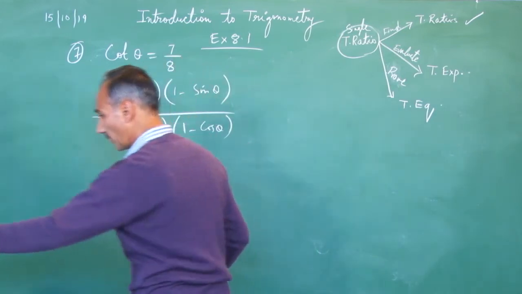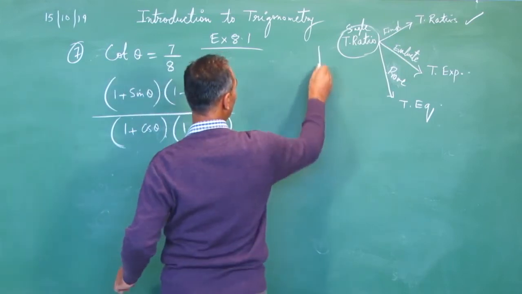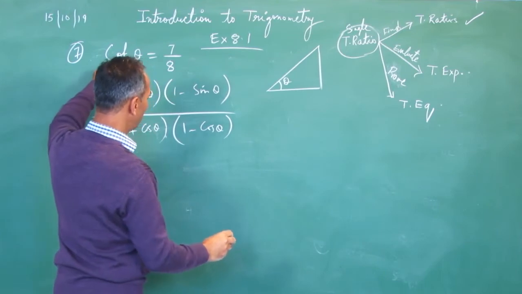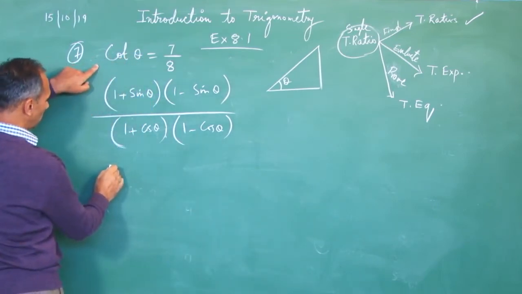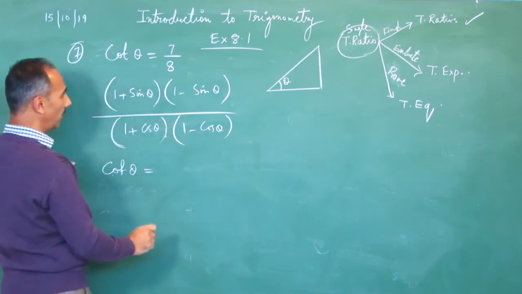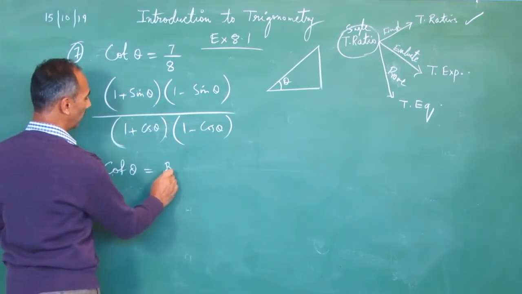So I have my right angle triangle here. This is theta. Cot of theta is given. So what is cot of theta? Tan is perpendicular by base. So cot is base by perpendicular.